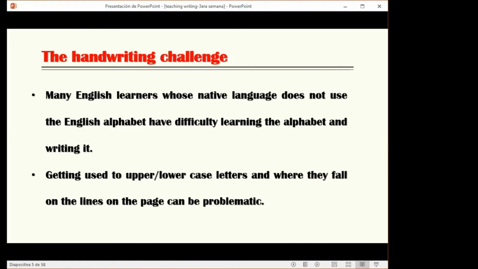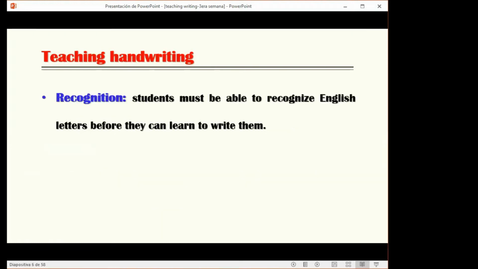Getting used to upper and lower case letters and where they fall on the lines on the page can be problematic too. So the upper and lower case and following the lines is another problem that we could have. Well, as I told you, I think this case is more related to children, so very little kids, when they start writing something. So what could we do?